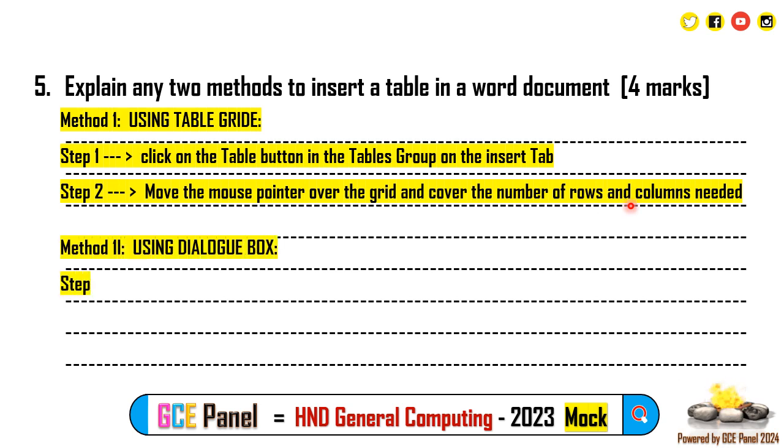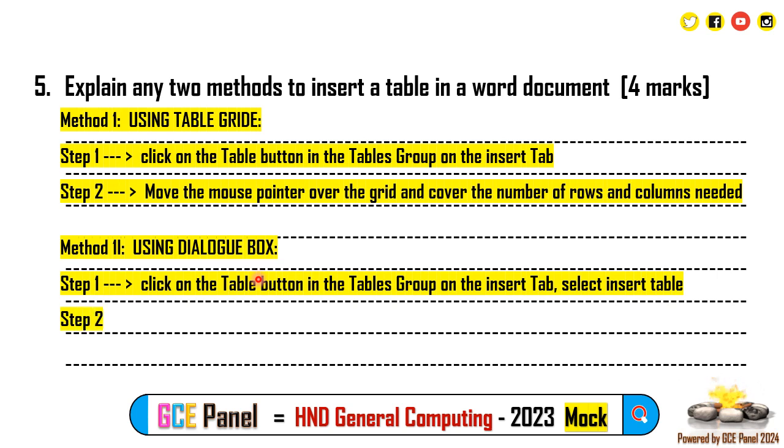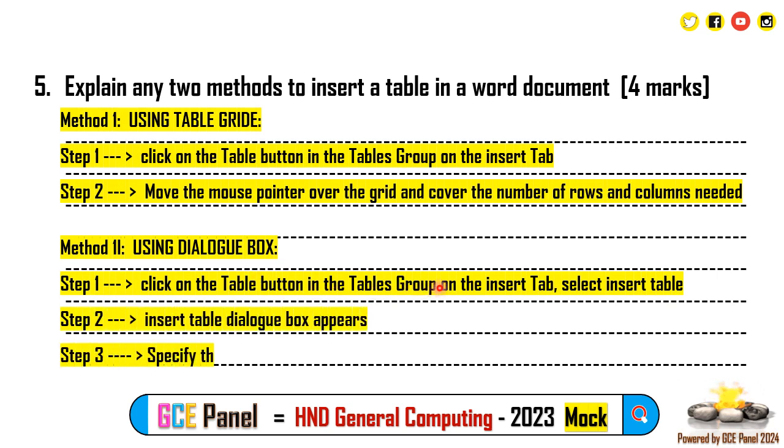The second method is to use a dialog box. For a dialog box, you click on the Table button. You still go to Insert, then to the Table button in the Table group in the Insert tab, and you select Insert Table. A dialog box will appear. When it appears, you type in the number of rows and the number of columns and click OK, and that table will appear.